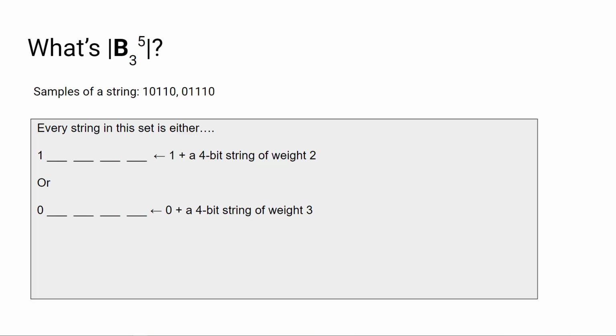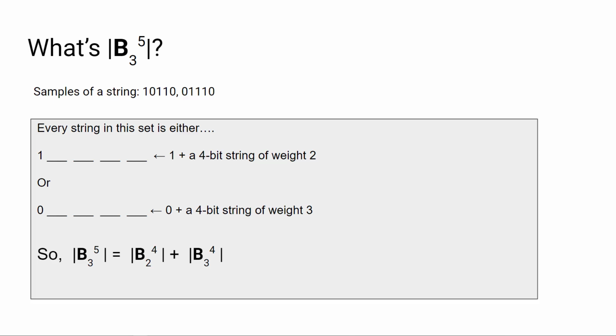Since no 5-bit string can have both a 1 and a 0 in the leftmost bit, the number of 5-bit strings of weight 3 will be the sum of two things: the number of 4-bit strings of weight 2 plus the number of 4-bit strings of weight 3. This is the additive principle, which we haven't seen in a while. We don't have to apply the principle of inclusion-exclusion here because these two sets have no elements in common.